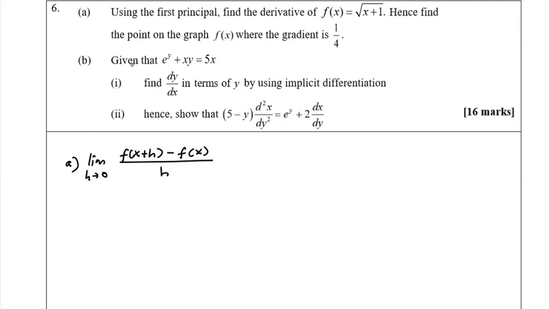Okay, kita beralih kepada soalan nombor 6. By using the first principle method, find the derivative of f(x) = √(x + 1). Hence, find the point on the graph where the gradient is 1/4.